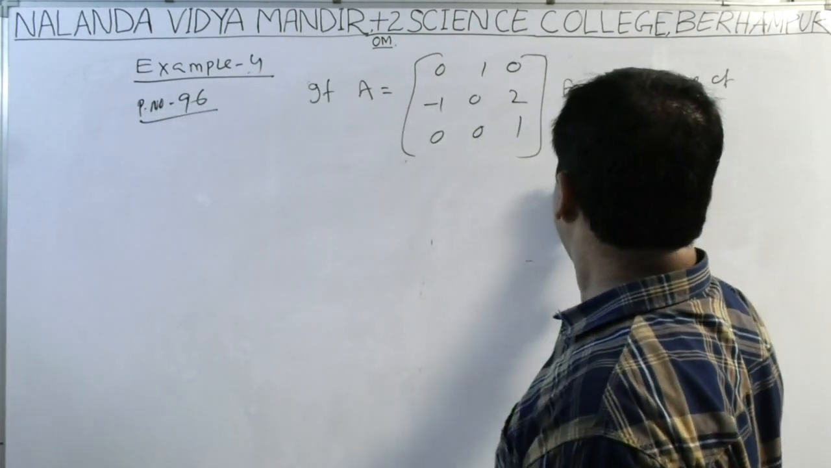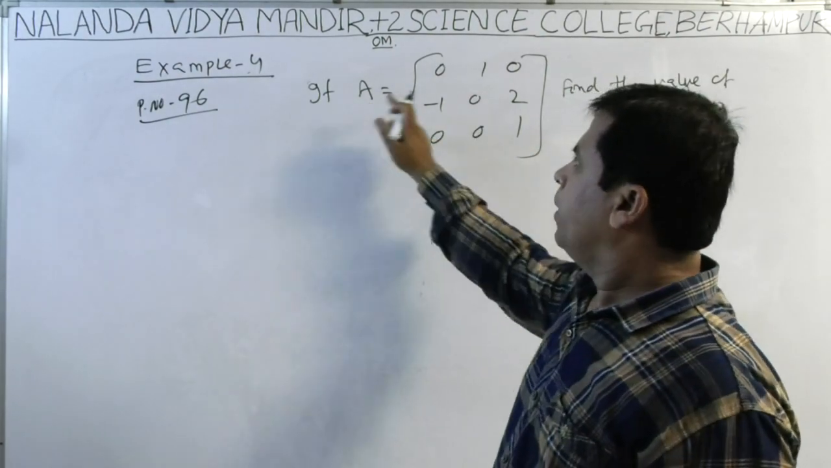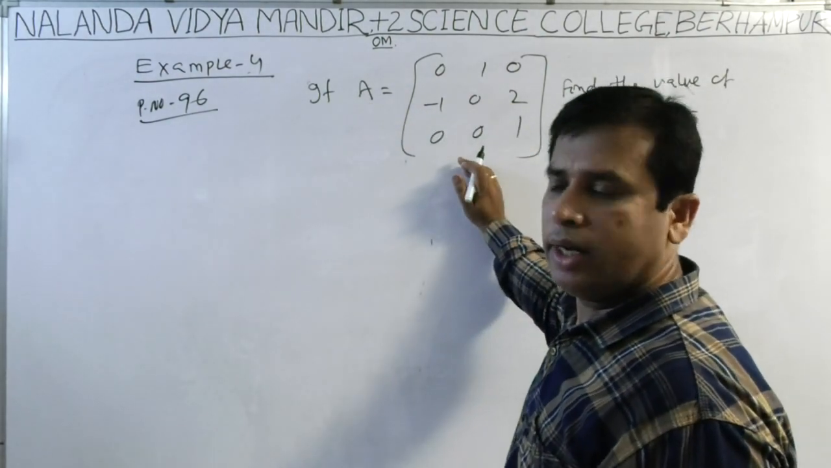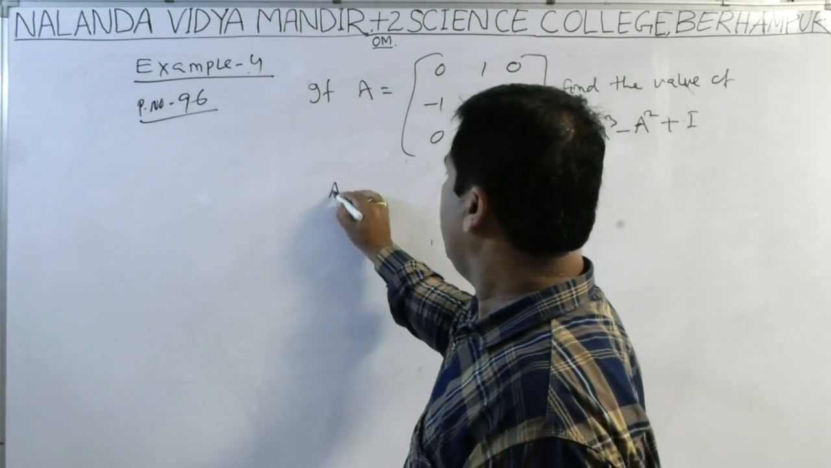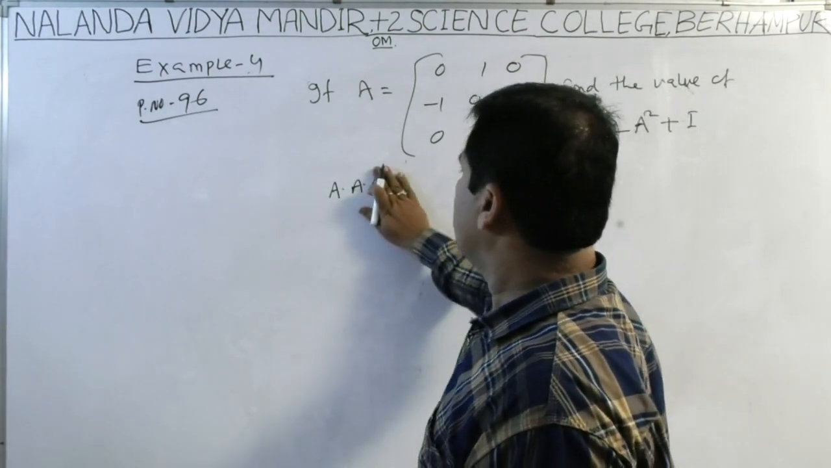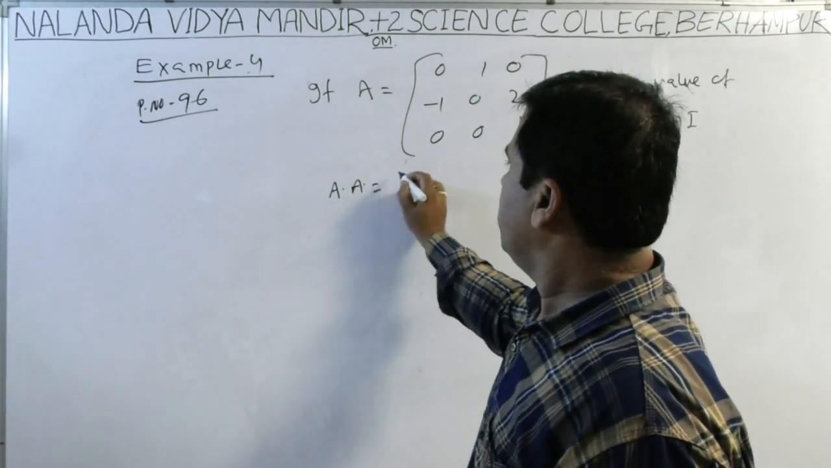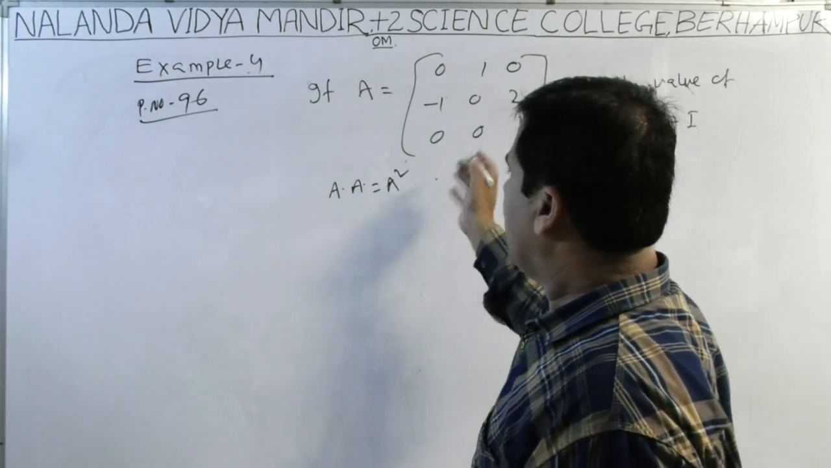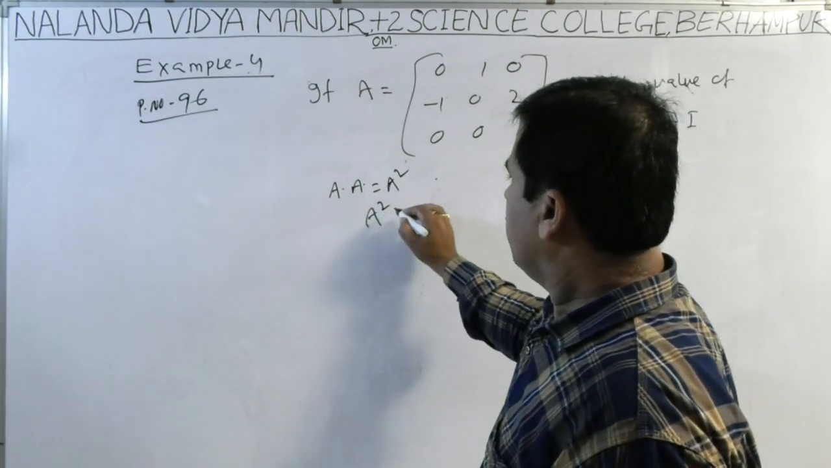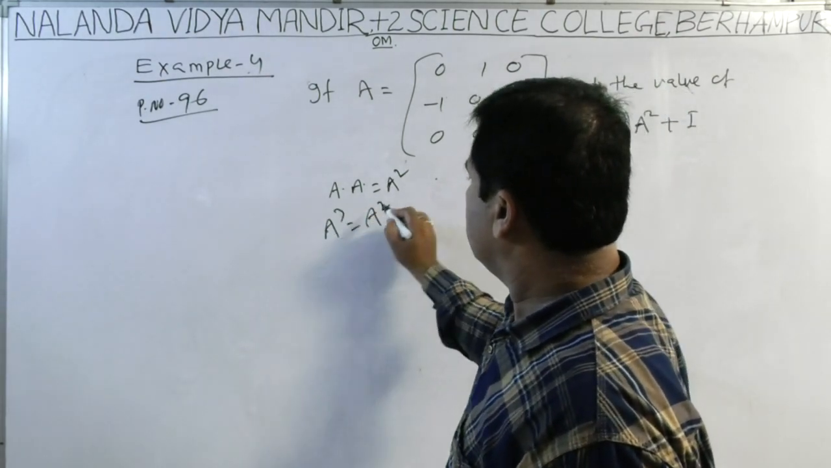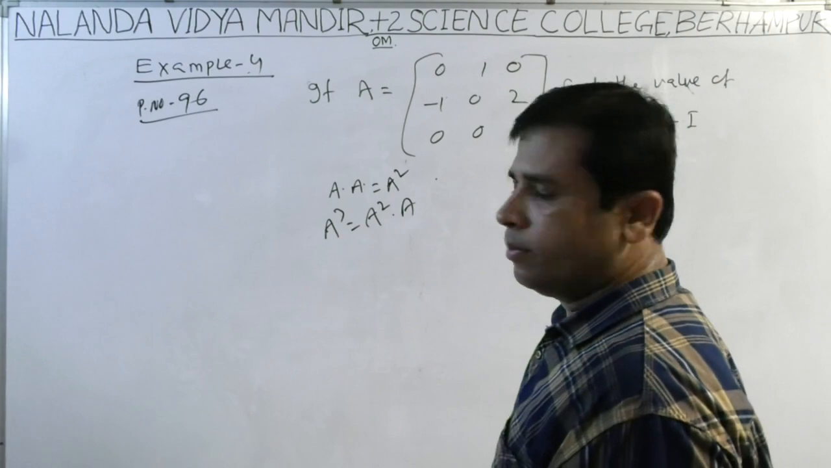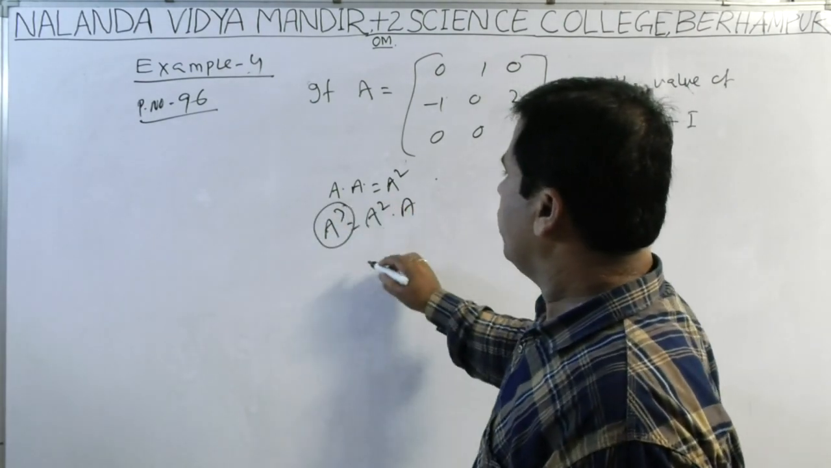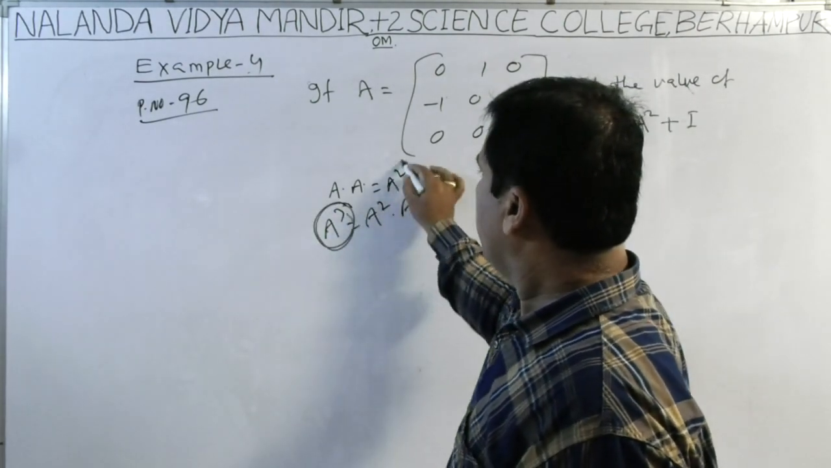That is, A cube means if A is multiplied 3 times, we get A cube. You find A into A into A. First we find A square. That means this multiplied by this, we get A square. After getting A square, we also find A cube, that is equal to A square multiplied with A. In this way we can find A cube and A square.